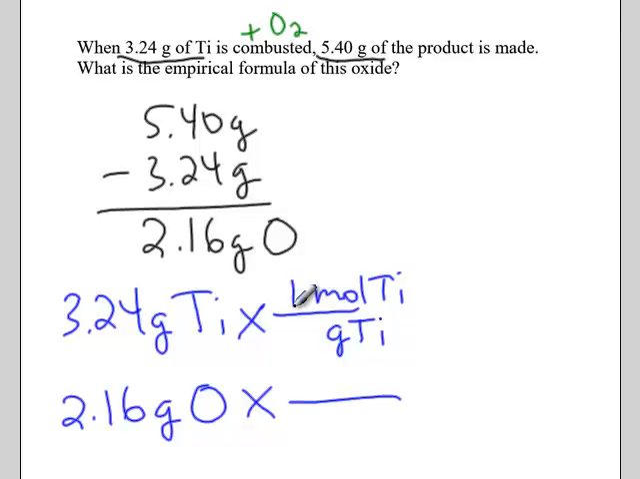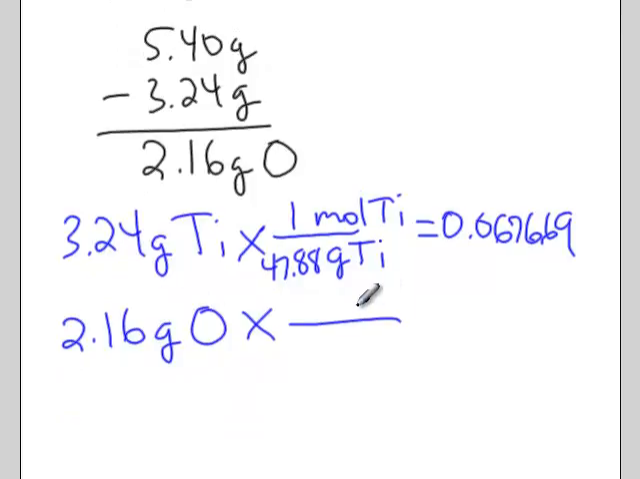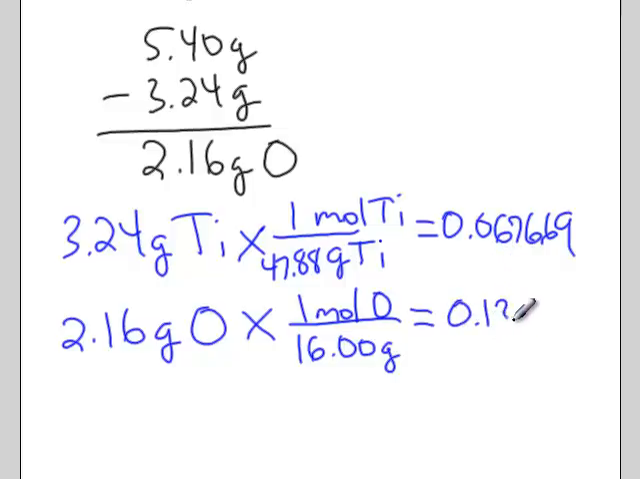The molar mass on the periodic table, 47.88 grams per mole. And the titanium is 0.067669 moles of titanium. We do the same thing for oxygen. Molar mass, 16.00 grams per mole. And our moles of oxygen, 0.13500 moles.